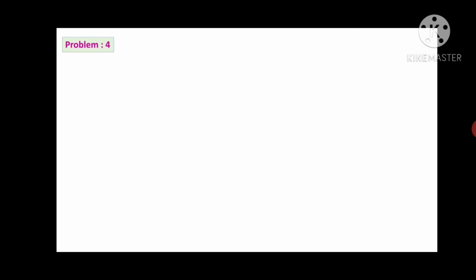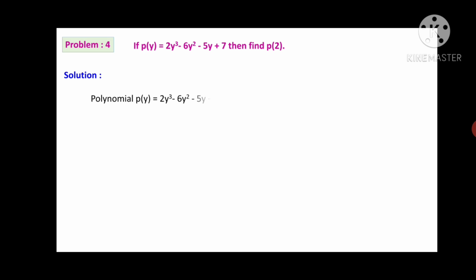Problem number 4. If p of y is equal to 2y cube minus 6y square minus 5y plus 7, then find p of 2. The polynomial is given. Put y is equal to 2 in the given polynomial. Therefore we can write p of 2 is equal to 2 into 2 raised to 3 minus 6 into 2 raised to 2 minus 5 into 2 plus 7.